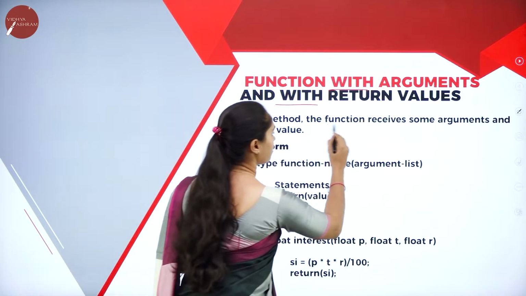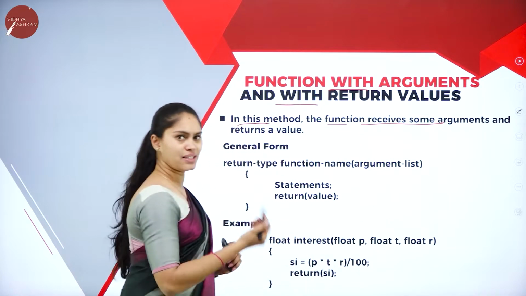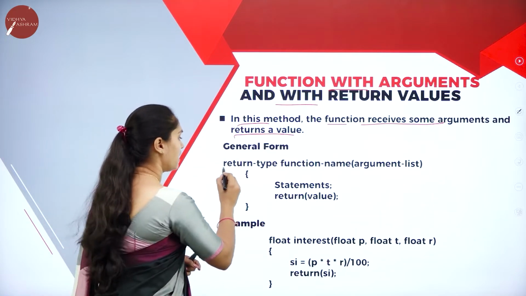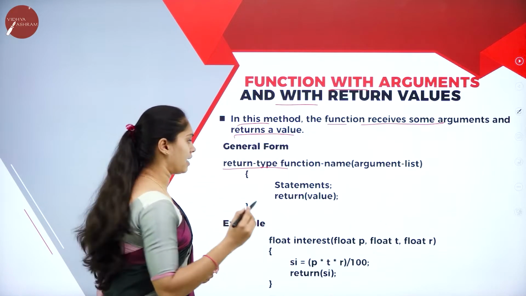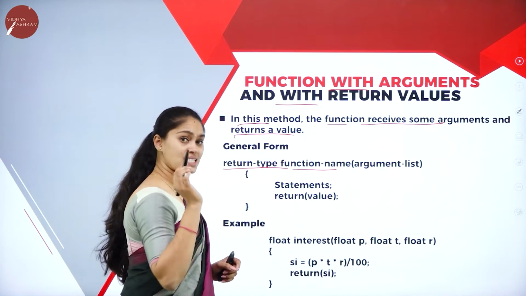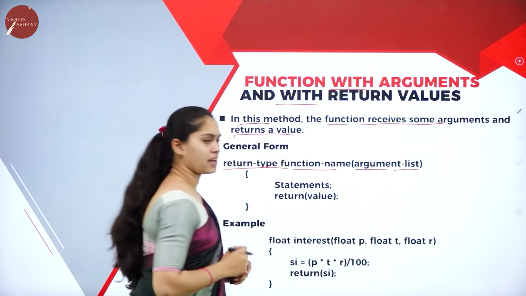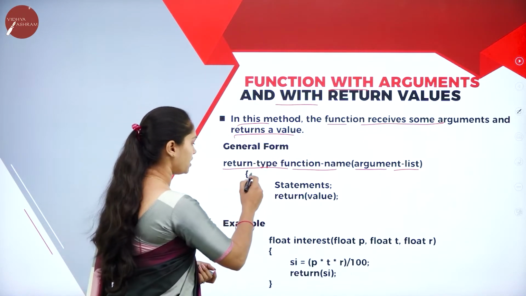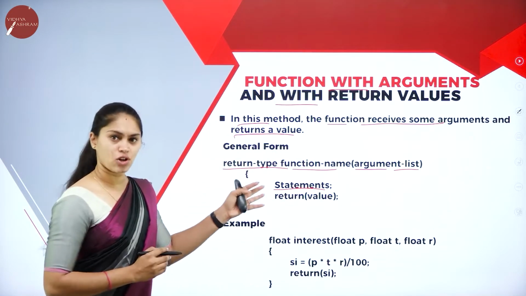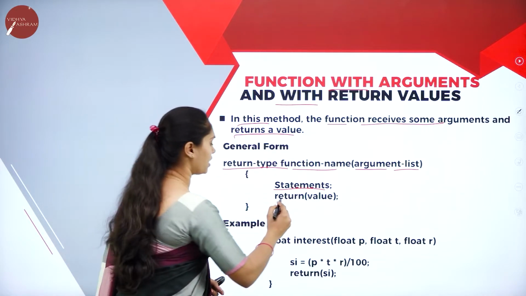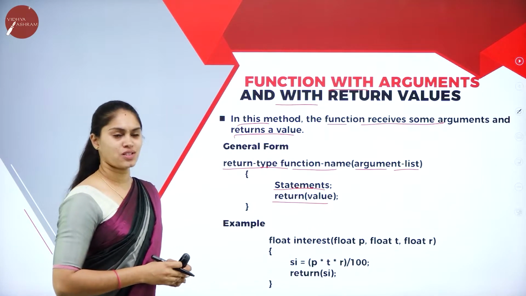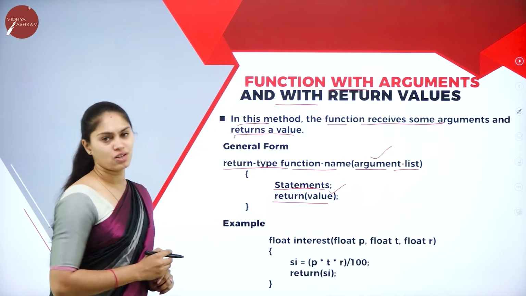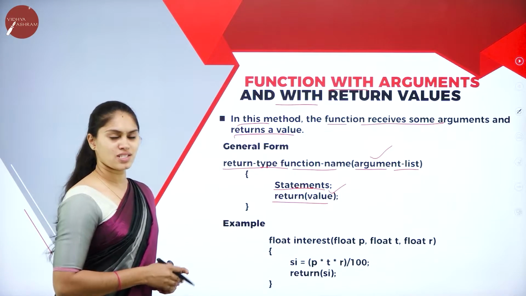In this method, the function receives some arguments, it will take some arguments and returns a value. So we'll see the general form: return type specifier, and I have a name for the function. Then it has a list of arguments or parameters. Within the block of code, I have several executable statements. Along with that, we have a return value. So it contains both the argument list as well as the return value. At last, we close the scope.